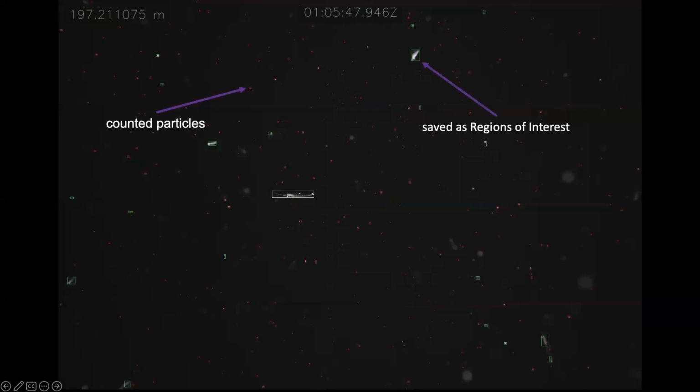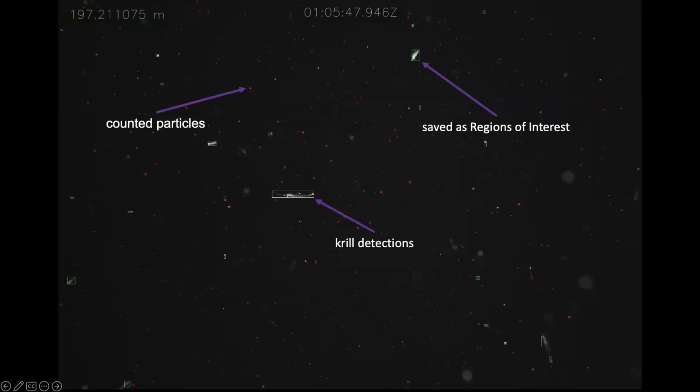The green boxes are things that were big enough to be saved as regions of interest. And then the white boxes are things that the camera system thought were krill. The white boxes are being put on there in real time. So this is the output of the system right after it came back to shore, and we were able to look at the full frame video.